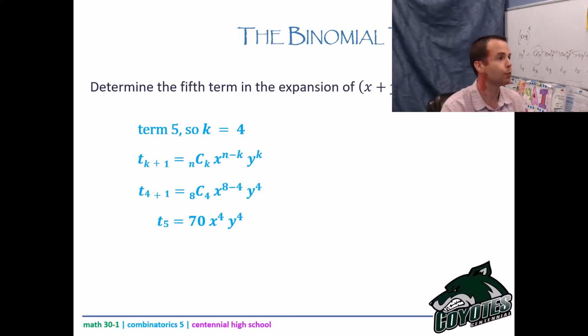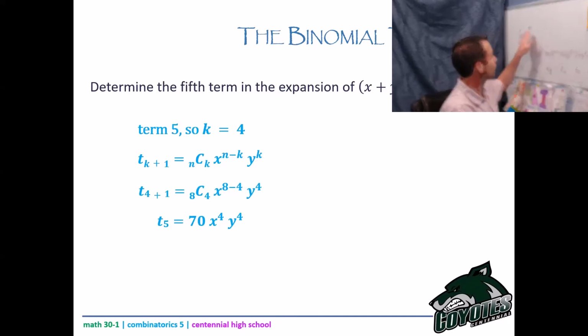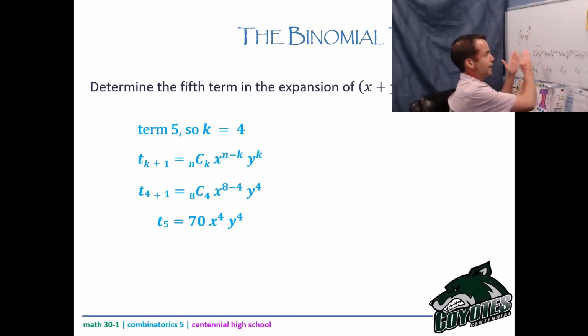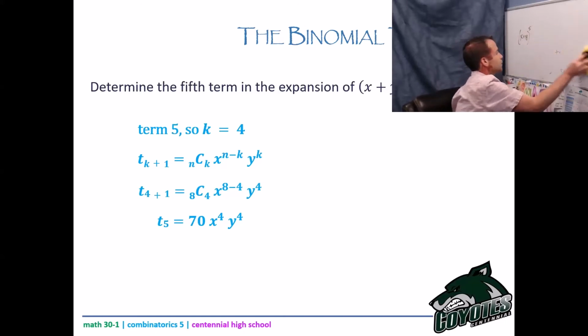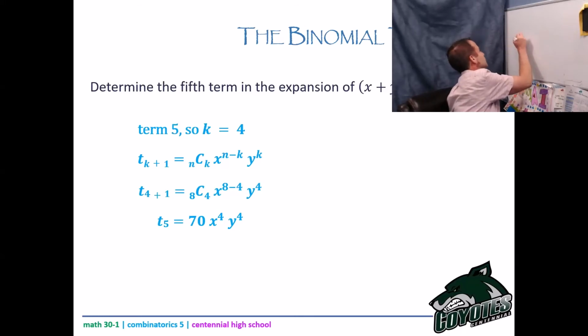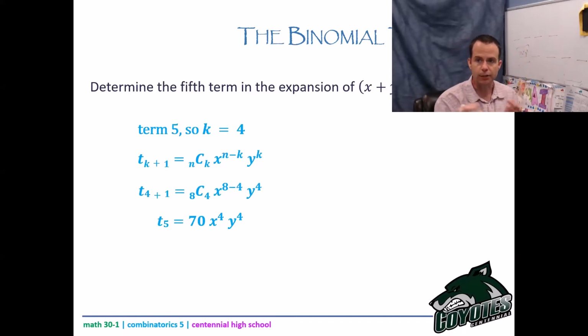So if I was going to do (x + y) to the 8, and I expanded that whole thing out, I would get 9 terms. So it would look like this: 1, 2, 3, 4, 5, 6, 7, 8, 9. The fifth term right there would be 70 x to the 4 y to the 4. That's what we just did, okay? I want to make sure you have a visual of what's happening here.